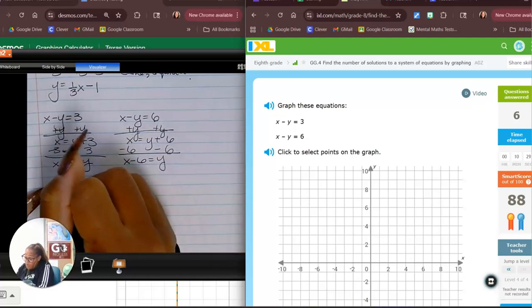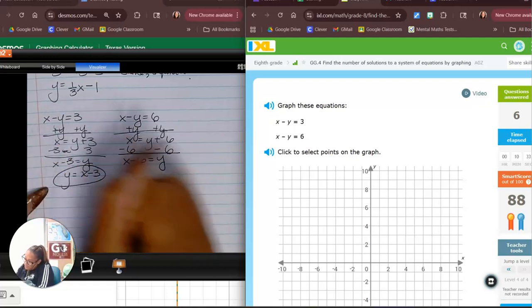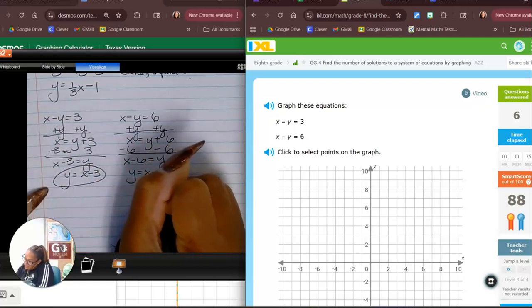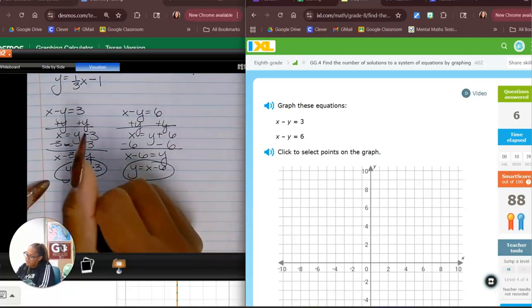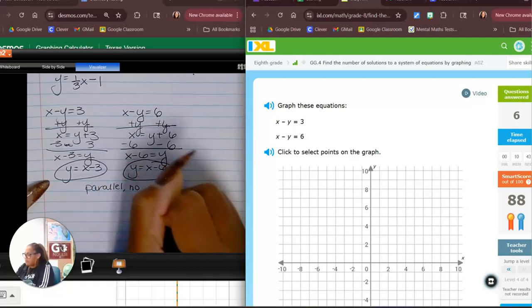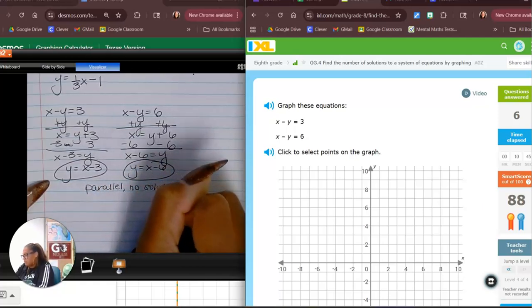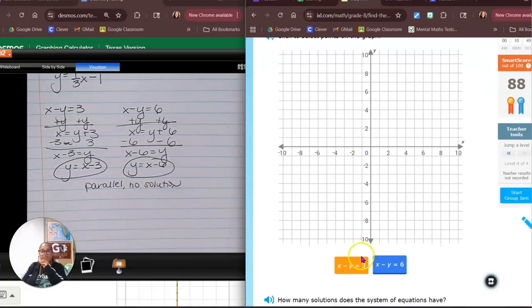So if I rewrite this in y equals mx plus b form, it'll be y equals x minus 3 and y equals x minus 6. So they're going to have the same slope. These will be parallel and no solution. Lots of work to show there. Now let's go graph them.